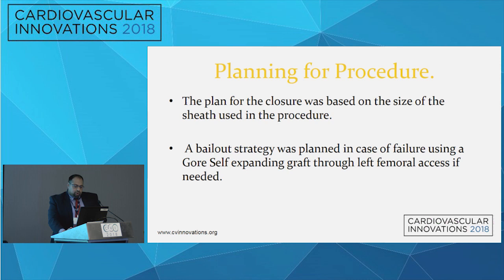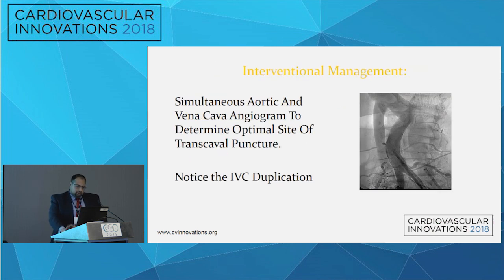We already planned for closure and a bailout strategy. We already had a plan for a Gore self-expanding valve because it will go through an 8 to 9 French sheath, which will go through that 4.4 millimeter iliac.